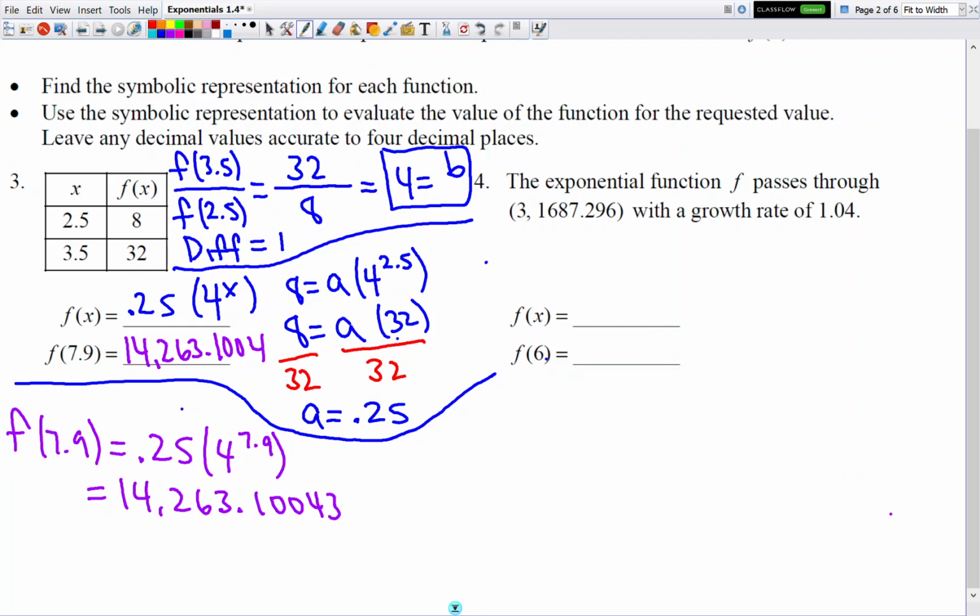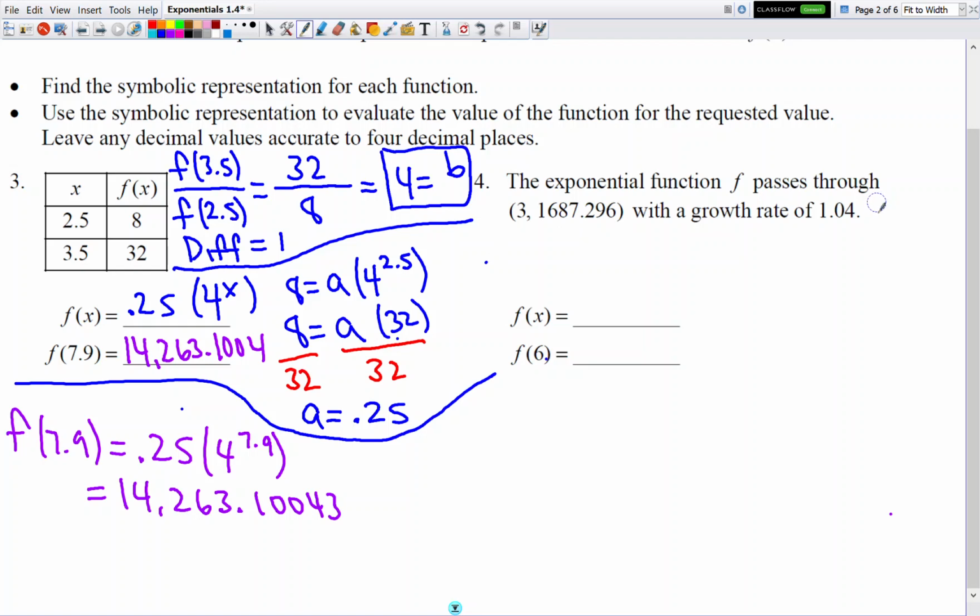Okay, so this one you might be looking at and you might be saying, I'm not going to be able to find my B because they only gave me one ordered pair. And normally when I find my B, I need 2 ordered pairs. So what's happening in this problem? This problem is going to be kind of rough. Actually, yes and no. Okay, so they made life a little easier.